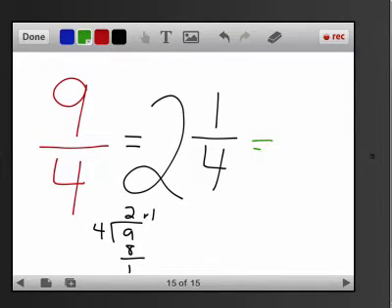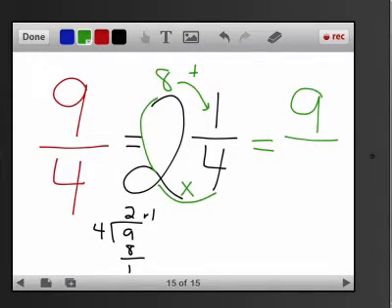Let's quickly change this back to make sure that we were correct. 4 times 2 is 8. 8 plus 1 is 9. And my denominator stays the same. Do you notice how that can convert back and forth? So mixed numbers and improper fractions correlate to each other.